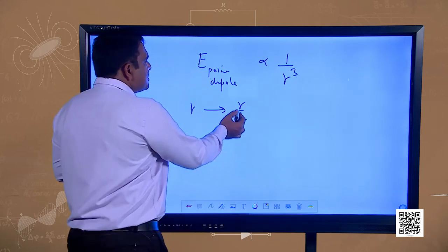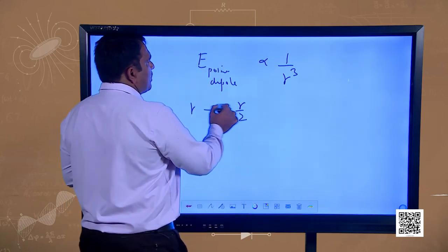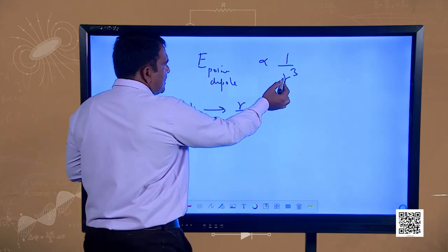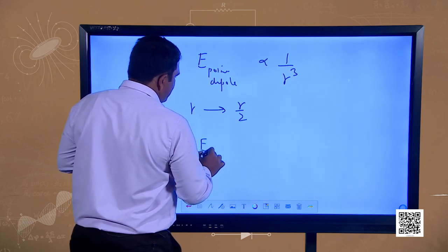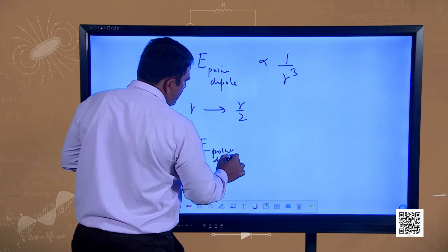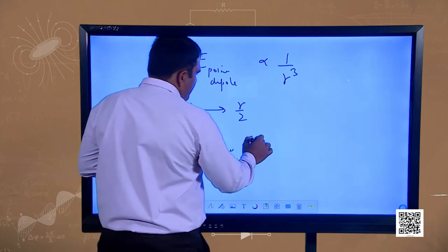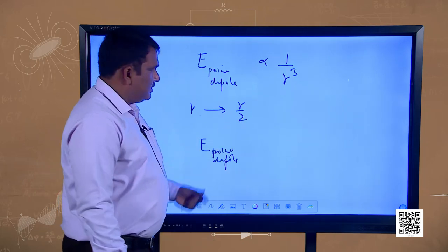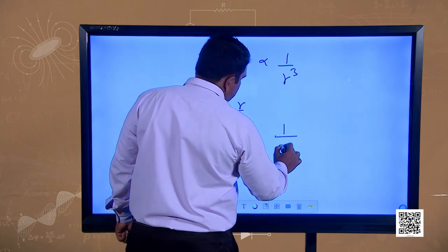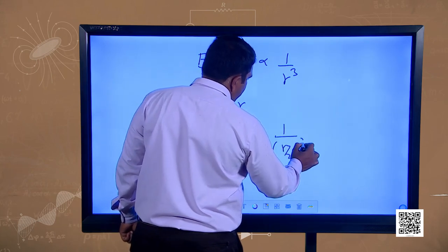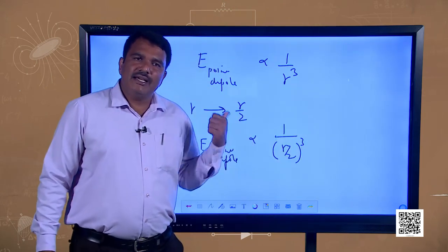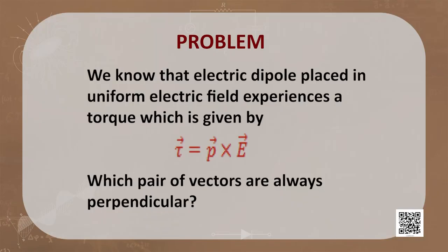So, if r changes to r by 2, you can clearly observe from this relation that the electric field due to point dipole will become 8 times, since it becomes r by 2 whole cube. It will become 8 times of the original electric field. Let us move on to another problem.